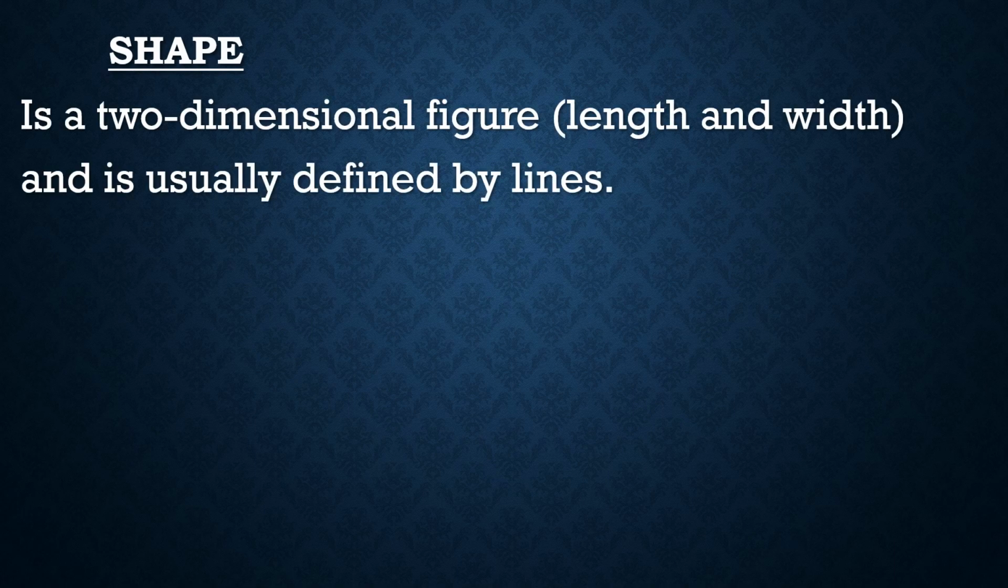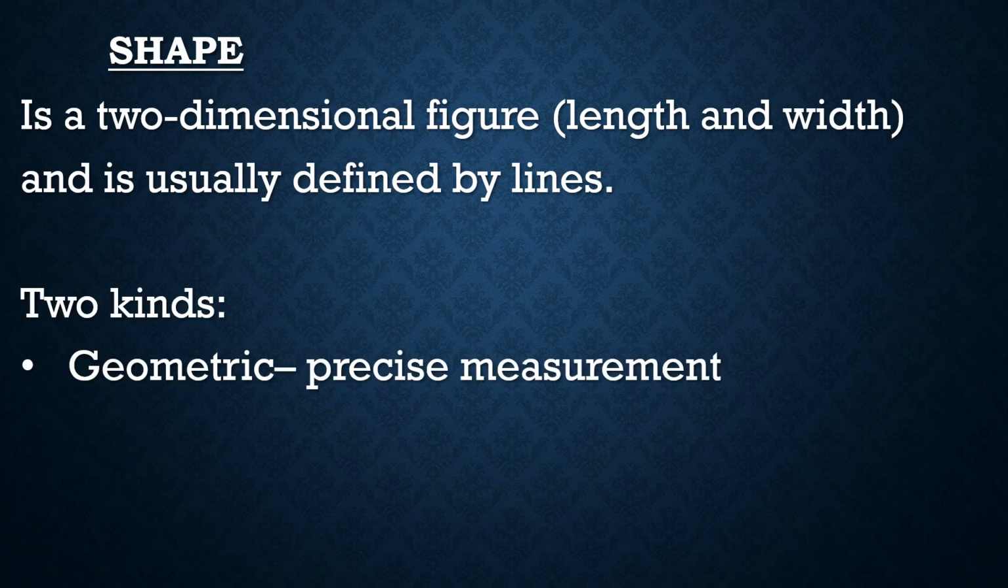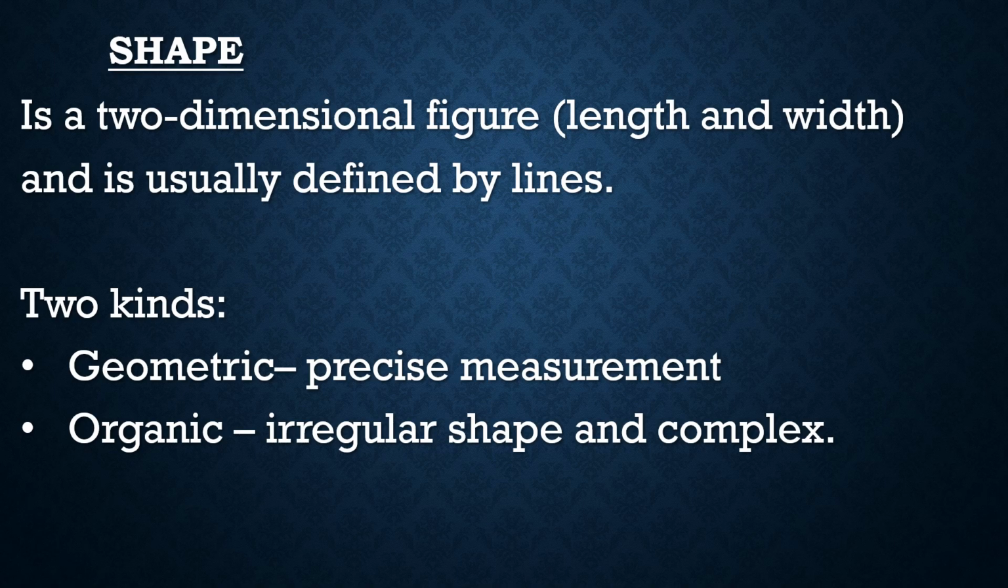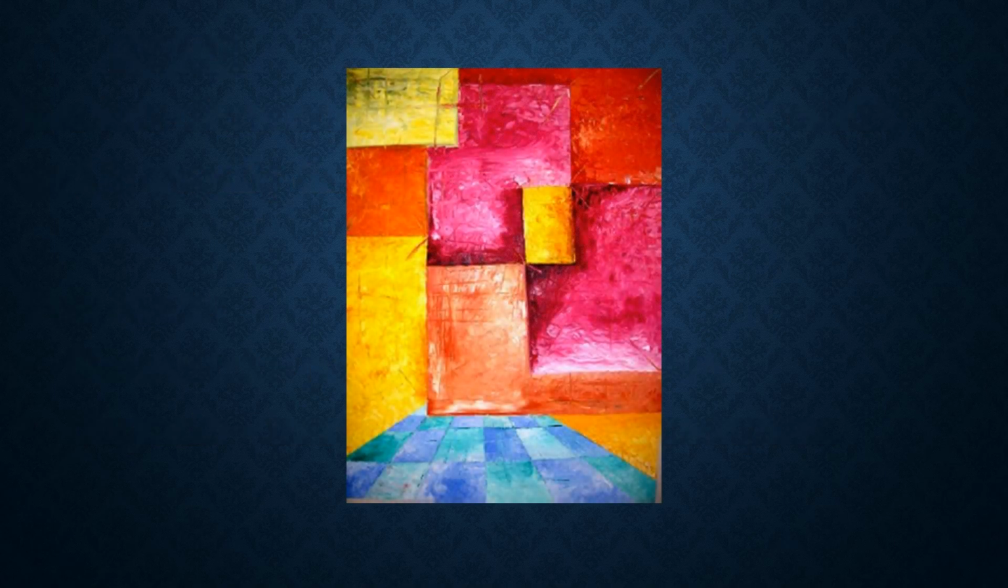Okay, shape. These are two-dimensional figure with length and width and is usually defined by lines. So two kinds, geometric, which has precise measurement, and organic or irregular shape and complex. Okay? Under shape, we have geometric and organic. Yan. So makikita sa picture is different kinds of shape. Okay, rectangles, squares. Okay?